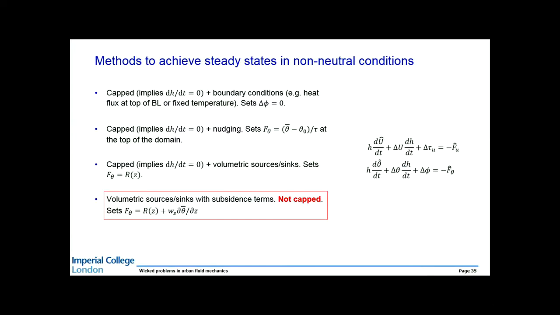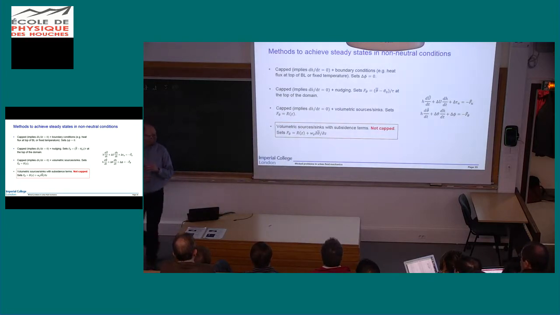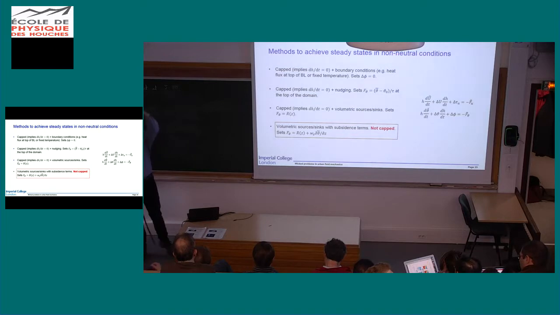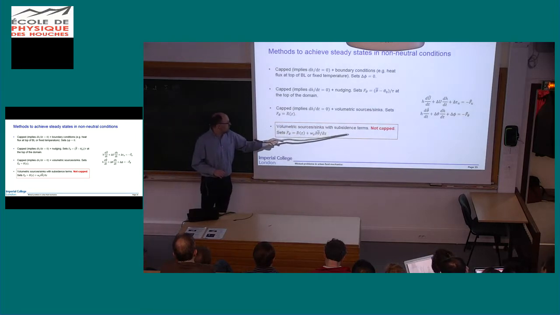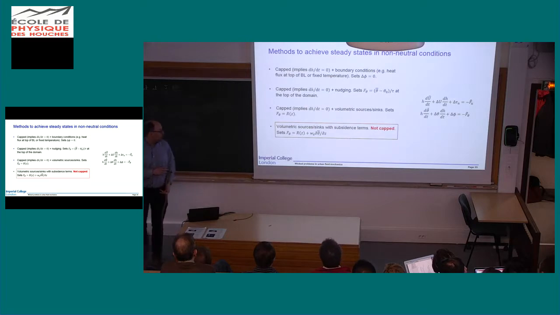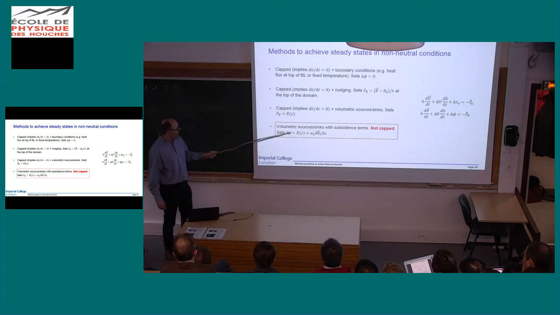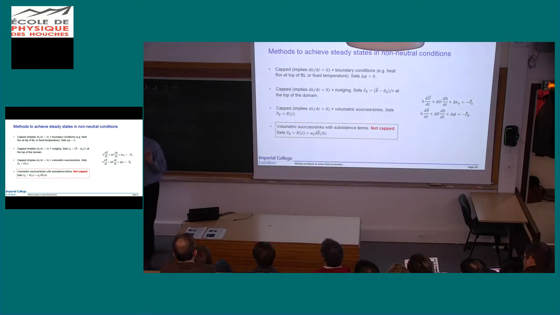What you can also do is you can do some nudging. So we saw an example of that yesterday, where you just nudge profiles back to their preferred state. We can cap it and use volumetric sources and sinks. Okay? So we're just going to take out heat evenly, or maybe not evenly, across the depth. And what we are going to look at here is a solution where we don't cap anything, and we're going to use volumetric sources and sinks with a subsidence term. Yeah, so we're going to have a sink and a source with a subsidence term, and that's not capped.